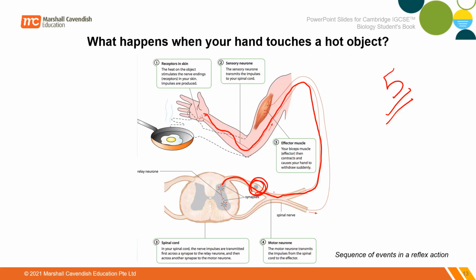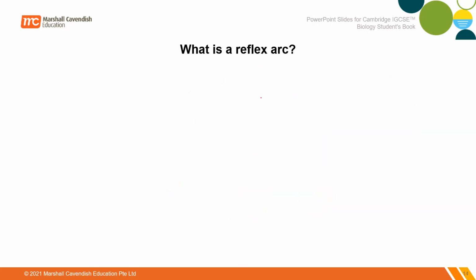And finally, the spinal cord will transmit the message through the motor neuron to the effector. So here, you can say effector or muscle, because the action will be taken by the muscle structure.